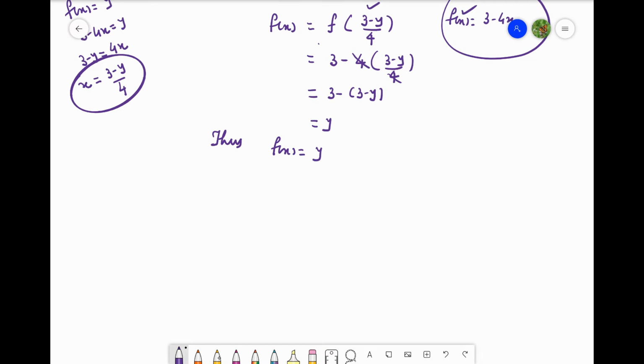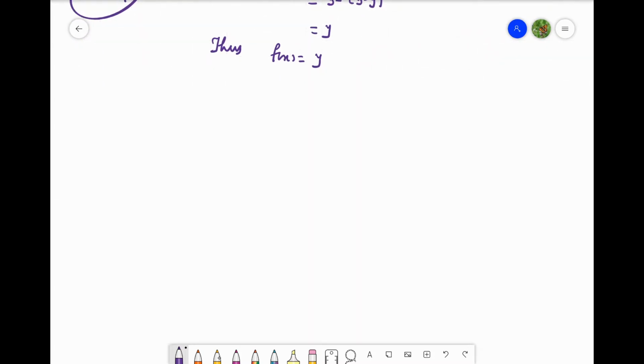So for each y belongs to codomain, there exists x equal to (3 minus y) by 4 belongs to R domain such that f of x equal to y, and therefore f is an onto function. So any linear function from R to R is always one-one, and any quadratic, meaning ax square plus bx plus c, from R to R is always many-one and not onto.